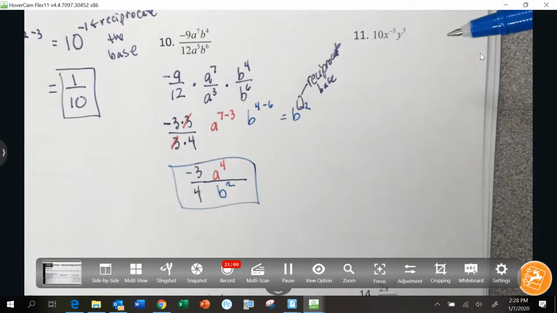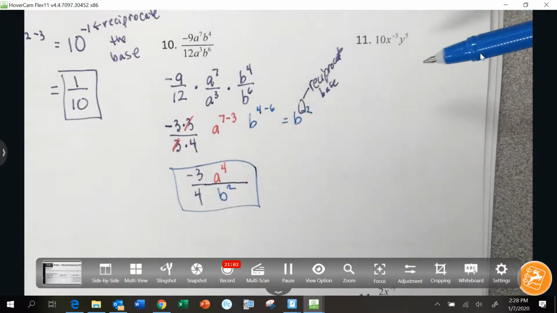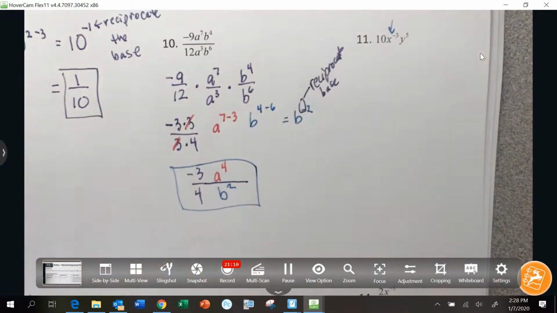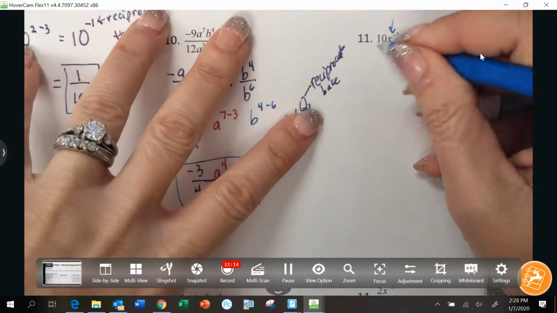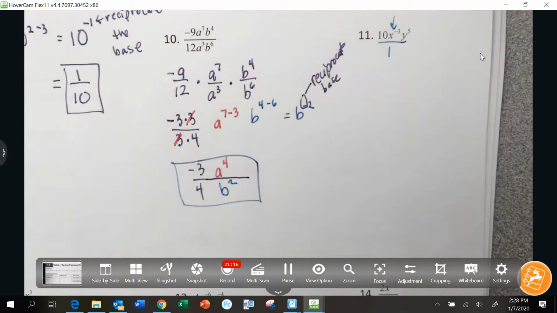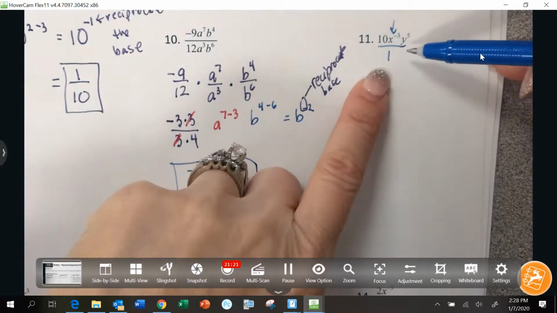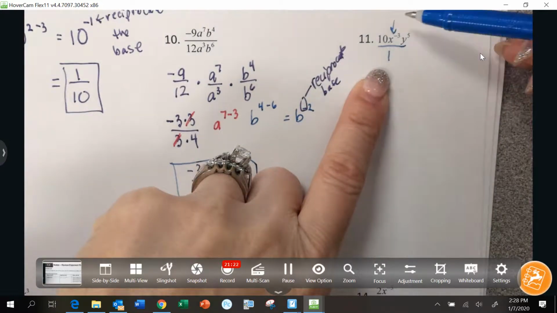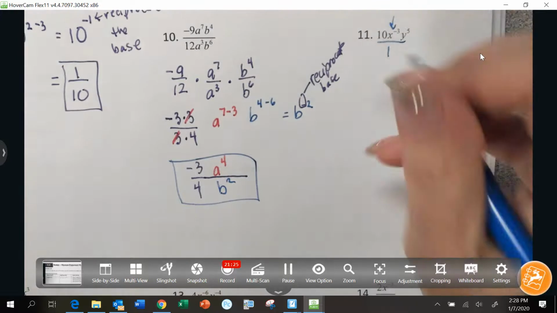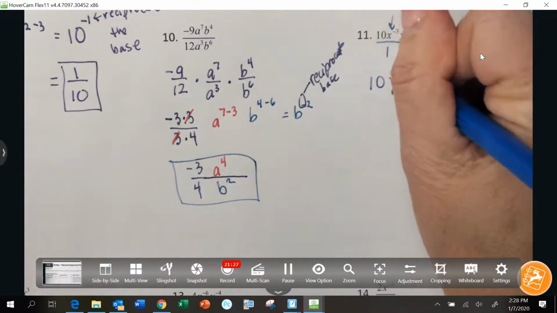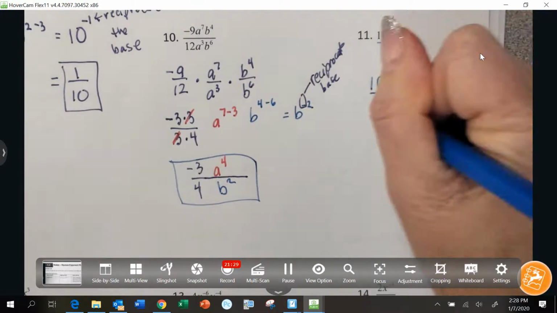Okay, so number 11, 10 is fine, y to the fifth is fine, x to the negative 3 we can't leave, because it's not simplified enough. So what does it mean if we have a negative exponent? Reciprocal. It means reciprocate, so currently it is on top over 1. So when she says put it on the bottom, you have to know that right now there is a 1 on the bottom. So I'm going to move that down to reciprocate it, and we get 10 y to the fifth over x to the third.